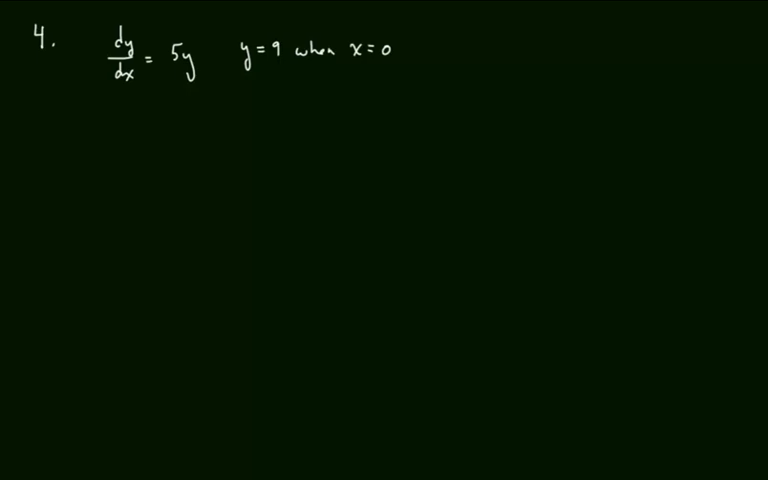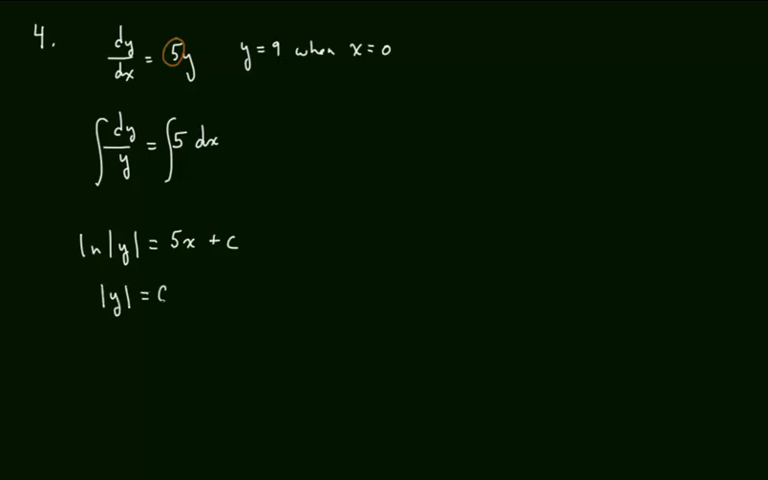Example number 4. Let's get right to work here. You're going to notice there is no x, and the only thing that I have out in front here is a coefficient, and if you remember, we want to leave any constant coefficients on the x side. So here I have dy over y equals 5 times dx. I'm going to integrate both sides. Natural log, absolute value of y equals 5x plus c. General relationship here. I'm going to exponentiate both sides. So the absolute value of y equals c e to the 5x.